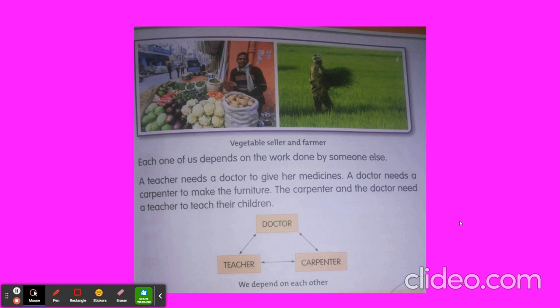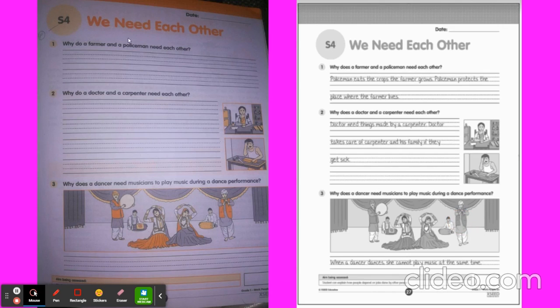We'll see the workbook. We need each other. How is it? Why do a farmer and a policeman need each other? So the answer is the policeman eats the crops the farmer grows. It's not only the policeman, we all eat food which is grown by the farmer. And the policeman, what does he do? He protects the place where the farmer lives. So, in the same way, they depend on each other.